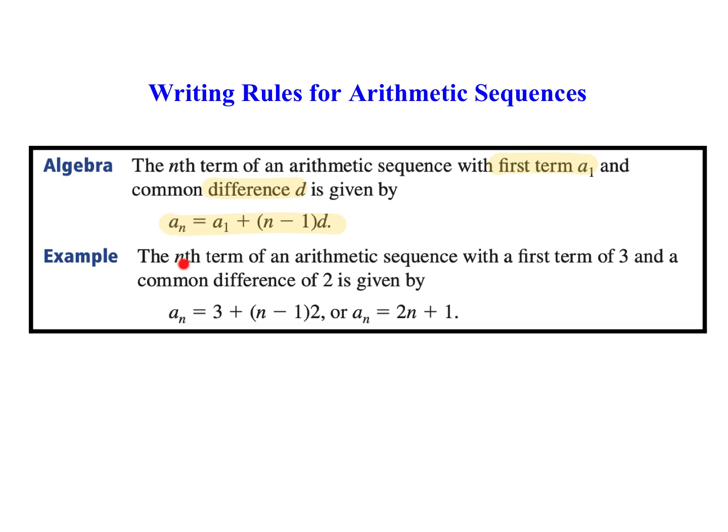So for example, here you can see that if they give us a first term of 3 and a common difference of 2, we would simply plug that in for a sub 1 and d. And then we will typically distribute and combine like terms to make our final rule look like a linear equation. So we won't leave our final answer like this. Again, we'll distribute and then combine like terms.